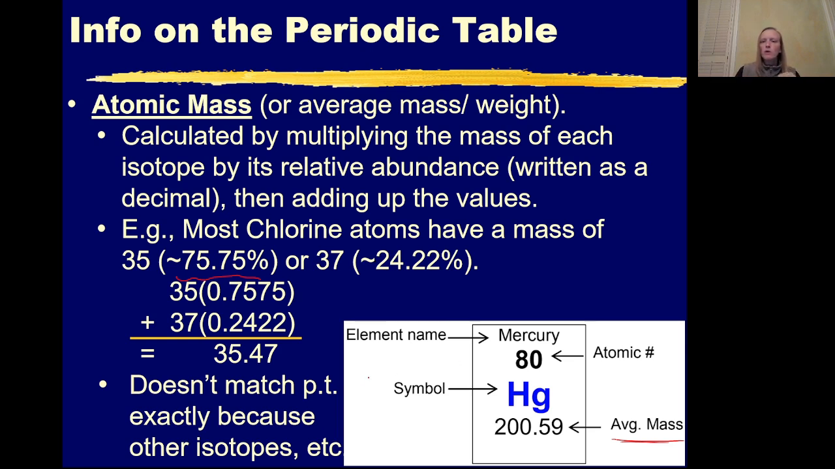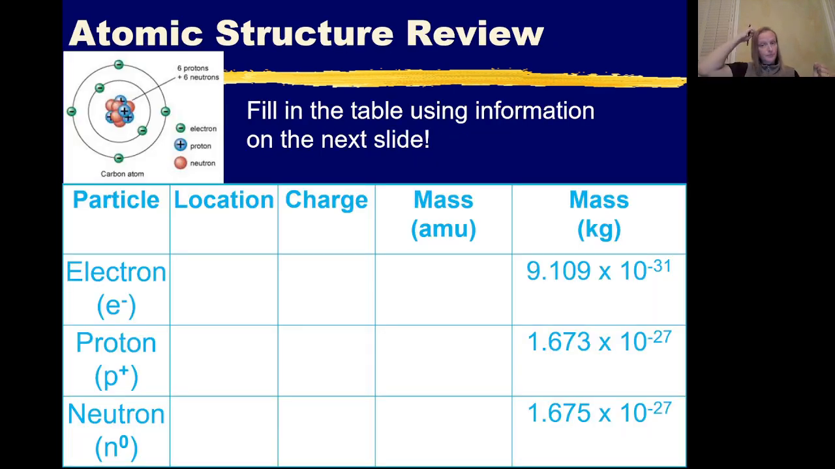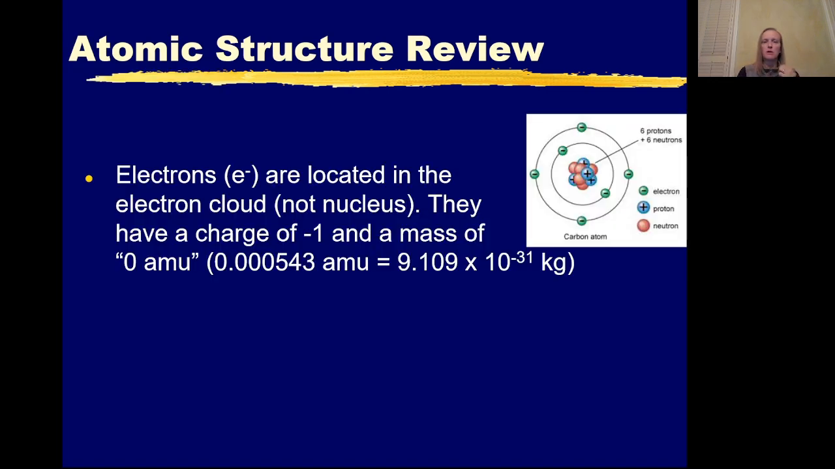So with all of that important information, the symbol, the atomic number, and the average mass, we can actually derive quite a bit of information about atoms using this information, especially if we combine this with the knowledge of atomic structure that we've already learned. So, just to refresh your memory about what we've learned about protons, neutrons, electrons, as well as some new information that will help us as we move forward, we'll fill in this table as we go on, and I give you information about the different subatomic particles.